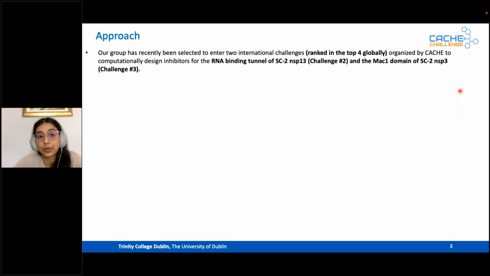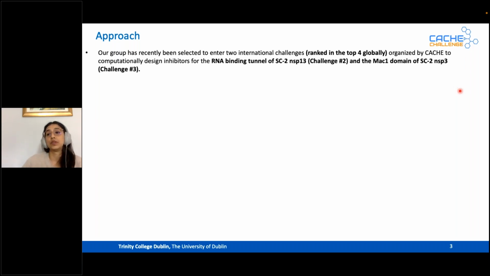I'm going to talk about the approach that we've used in this project in a little bit, but I'd like to first mention that our group has recently been selected to enter 2 international challenges in which we were ranked among the top 4 globally. So these challenges are organized by the CASH organization to computationally design inhibitors that would then target these non-structural proteins. So as part of challenge 2, we were asked to target the RNA binding tunnel of SARS-CoV-2 NSP13. And as part of challenge 3, we were asked to target the MAC1 domain of SARS-CoV-2 NSP3.